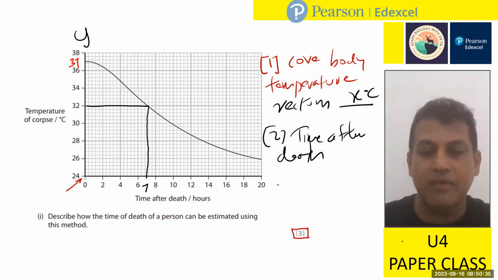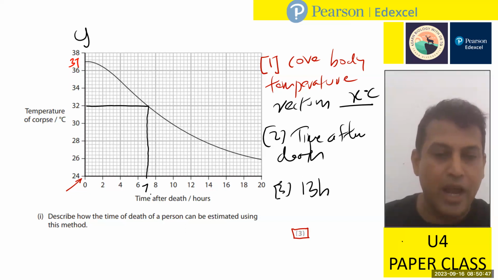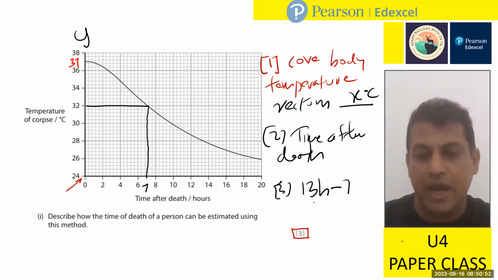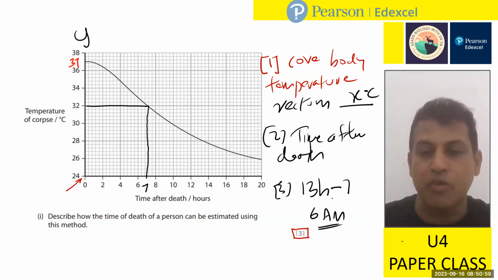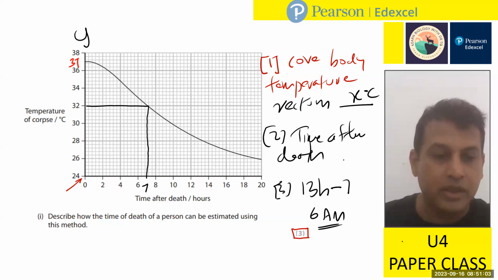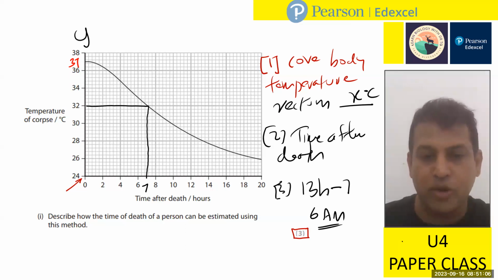When you find the time after death, this should be subtracted from the current time. For example, if the body is found at 13 hours and this is 7 hours, subtract 7 hours and I get 6 a.m. as the time of death. So then you can say: subtract the time after death from the current time to find the time of death.